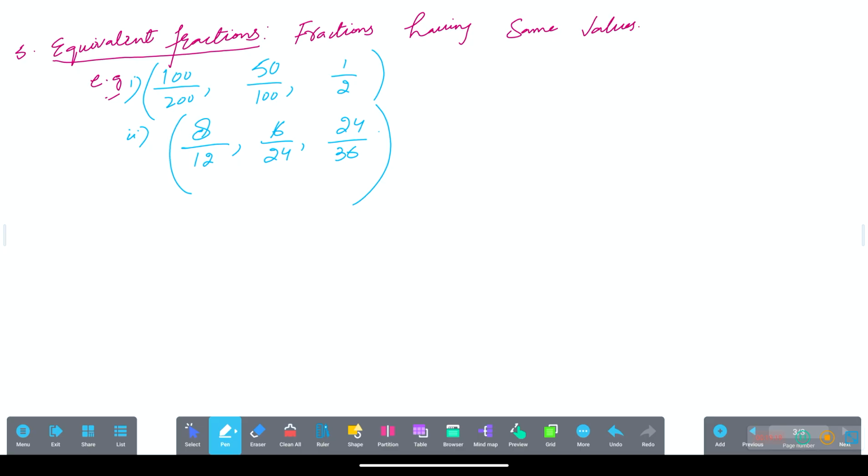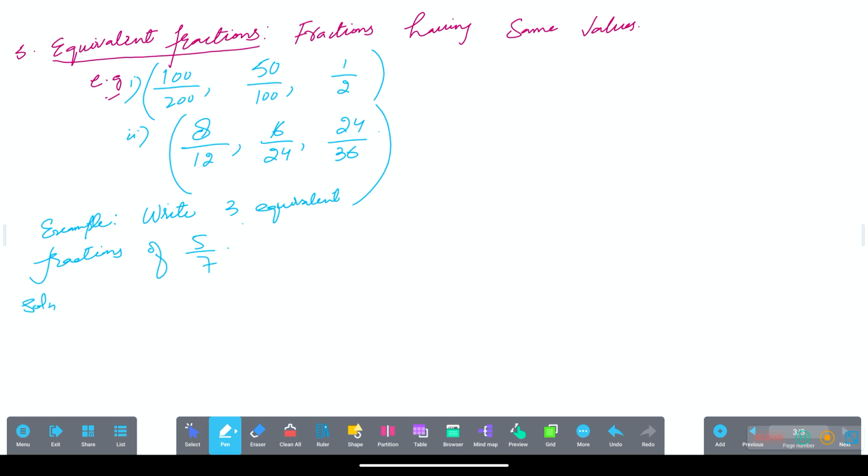For that, I am having an example. So example I am writing. Write 3 equivalent fractions of 5 by 7. So I have been asked you to find 3 equivalent fractions of 5 by 7. Now you have to first see the solution I am writing.